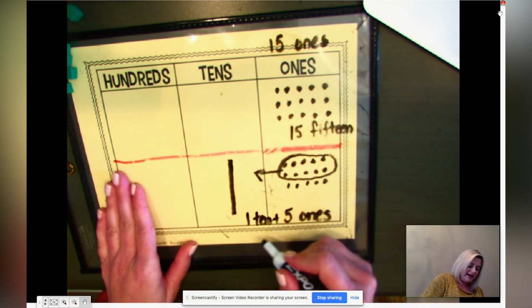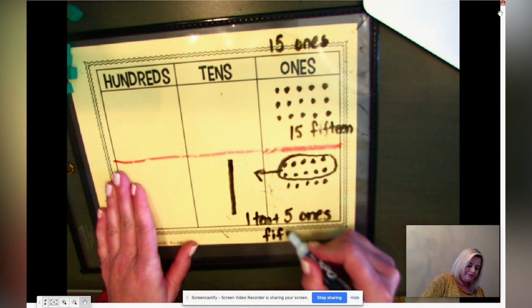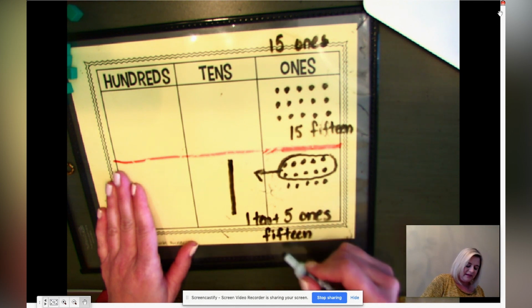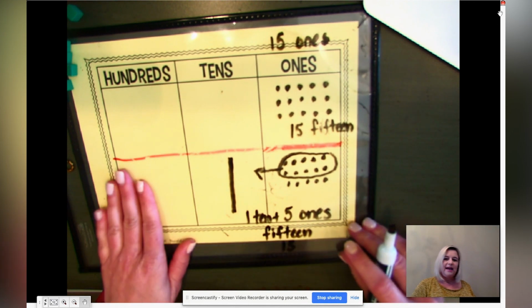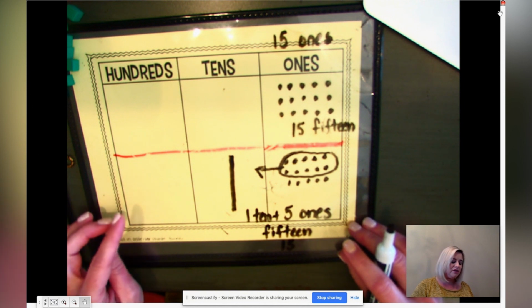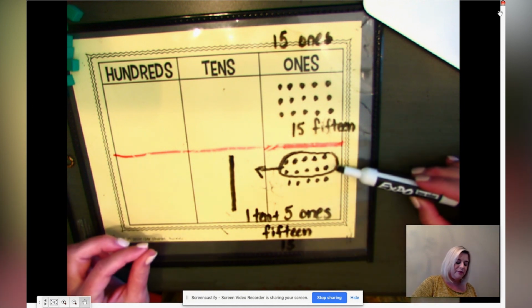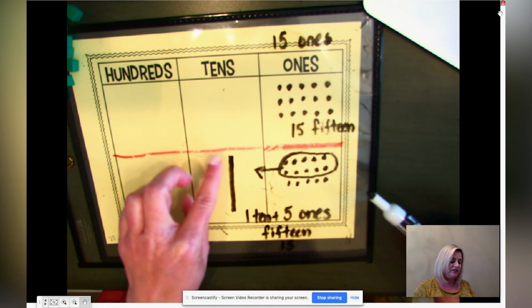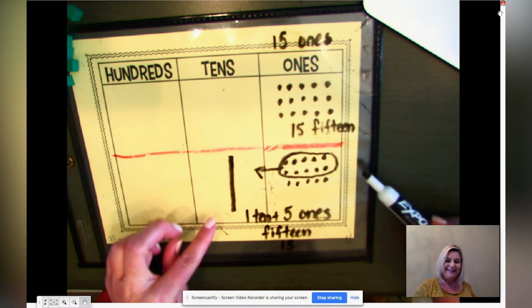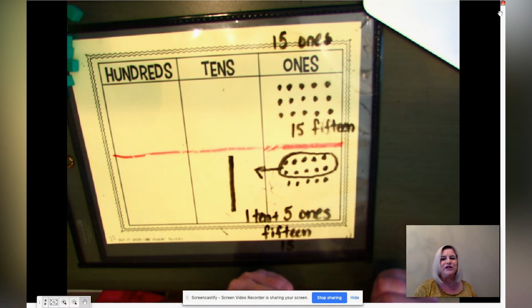Can you think of the other ways that you can write to show your representation? Right, we can write it in word form. We can write the number. See, boys and girls, all we did was bundle a group of 10 and we move it over. And now we just have 1 10. Excellent job. I'm so proud of you.